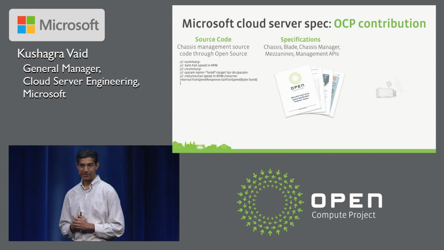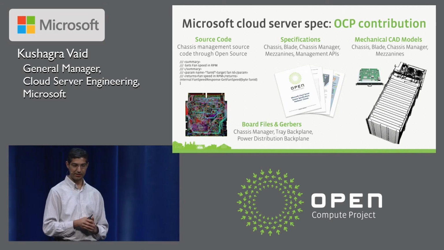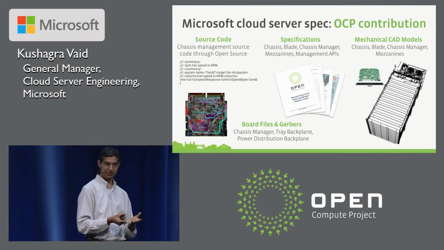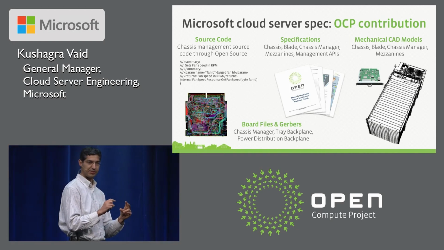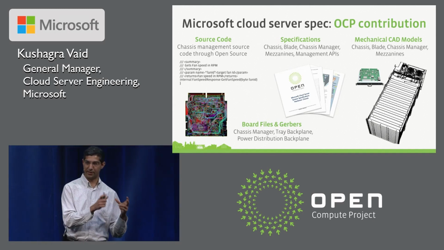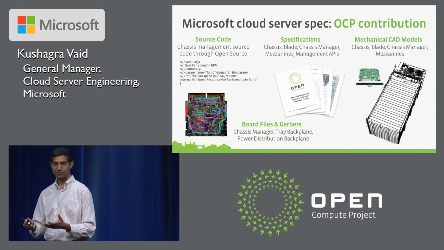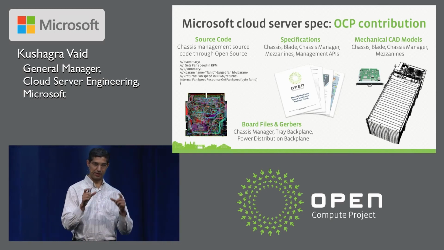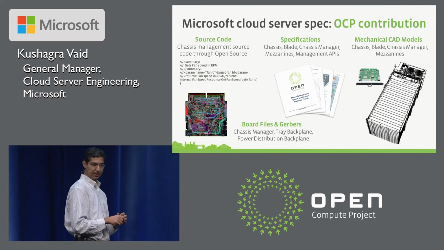What we are contributing as part of joining OCP are four main things. Of course, there are the specifications. There are 350 pages of design specifications that will be available on the Open Compute website, which cover the blade design, the chassis manager, the management protocols for the REST API to the chassis manager, and the mezzanine cards for network and storage that will go on the blade.